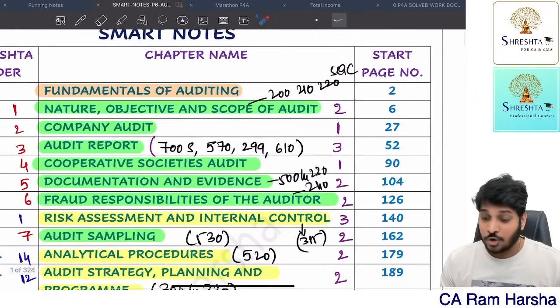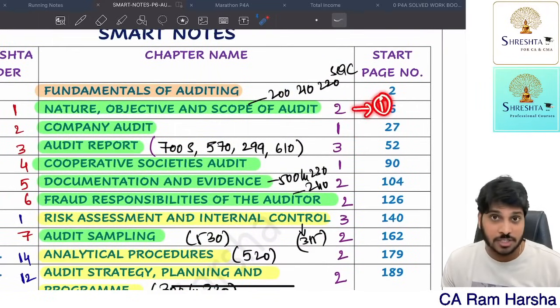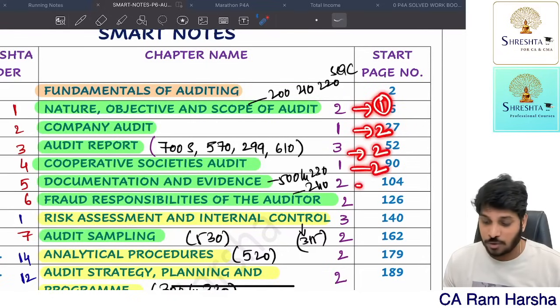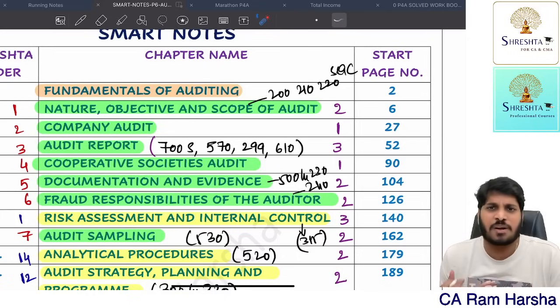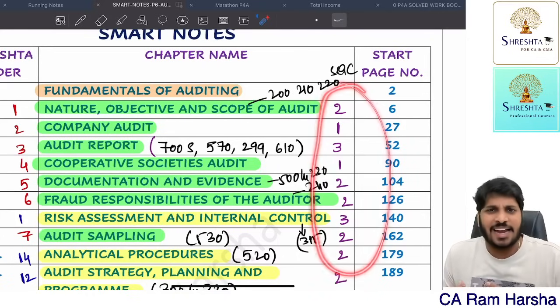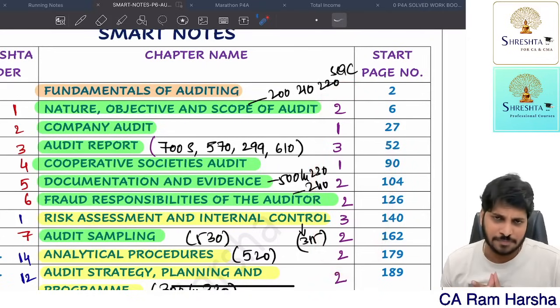See, I'm not saying you must follow this schedule exactly. For some students, NOC may take only 1 hour. Company audit may take 2 hours. This may take 2 hours. This may take 2 hours. This may take 1 hour. It depends on student to student, depends upon their perfection. This is just a guiding number of hours which I gave.